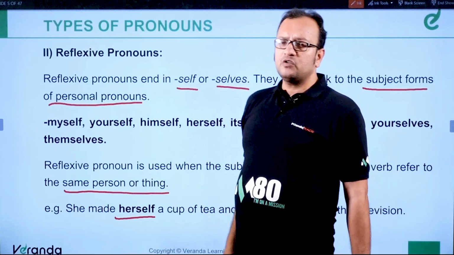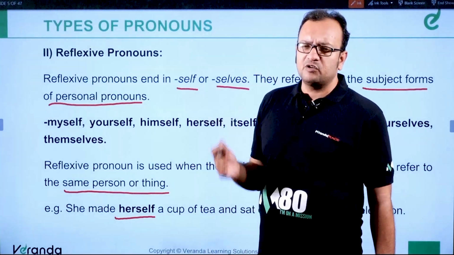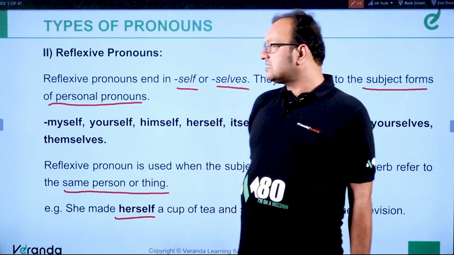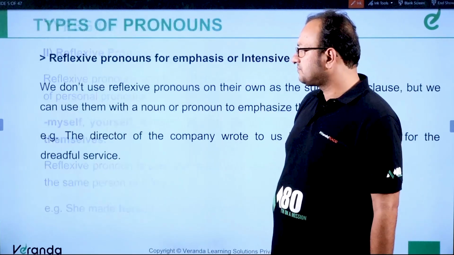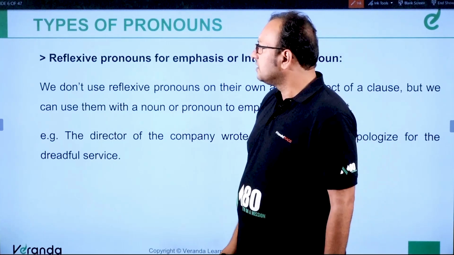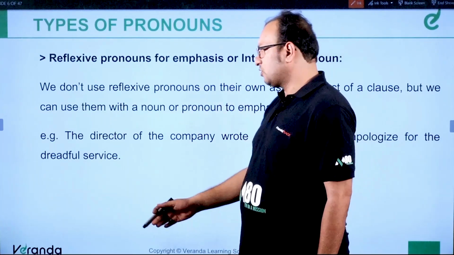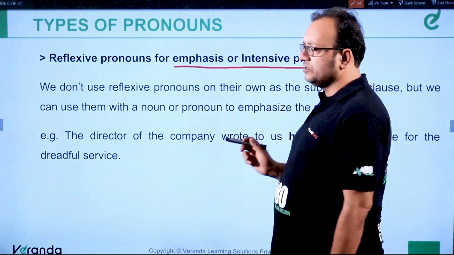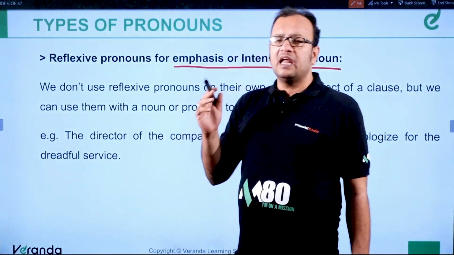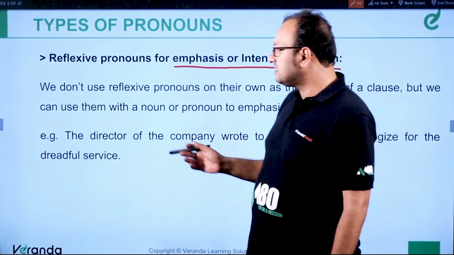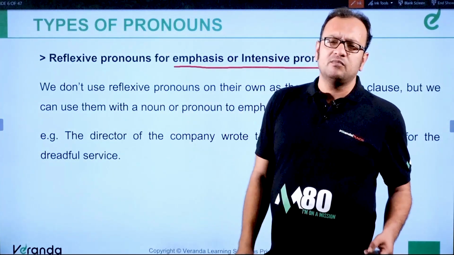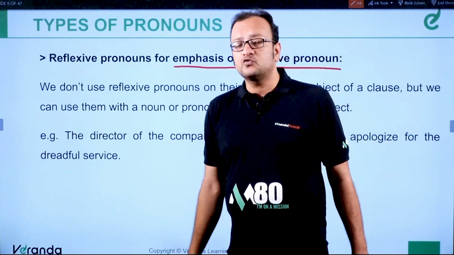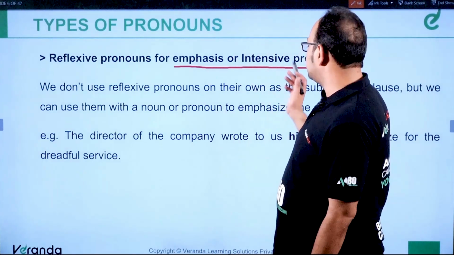Clear? First was personal pronouns: subjective, objective, possessive, and possessive determiners. Next come reflexive pronouns, which we have discussed. Moving ahead, there are some details about reflexive pronouns. Reflexive pronouns are also used for emphasis. They are also known as intensive or emphatic pronouns. These have the same form as the reflexive pronoun, but they are used for emphasis, so they are known as intensive pronouns.